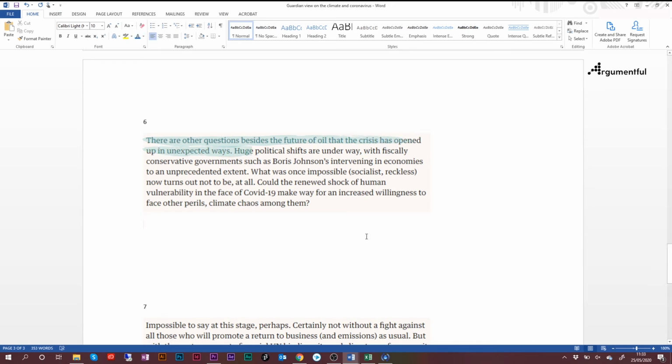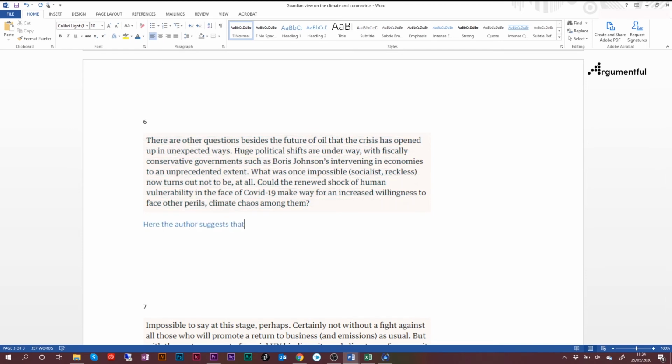Let's move on. There are other questions besides the future of oil that the crisis has opened up in unexpected ways. Huge political shifts are underway, with fiscally conservative governments such as Boris Johnson's intervening in economies to an unprecedented extent. What was once impossible, socialist, reckless, now turns out not to be at all. Could the renewed shock of human vulnerability in the face of COVID-19 make way for an increased willingness to face other perils, climate chaos among them?